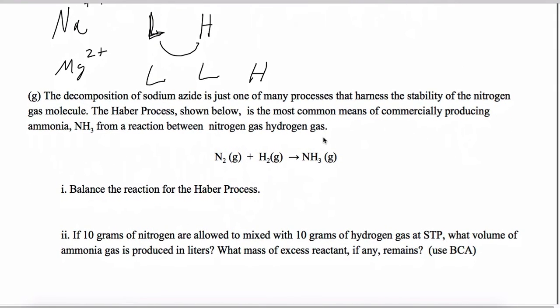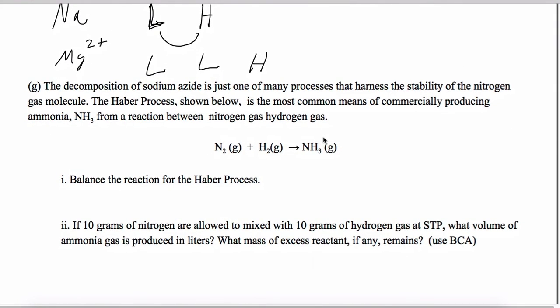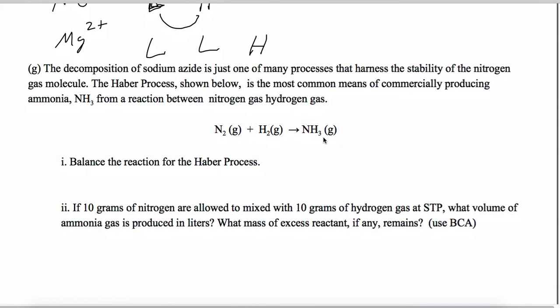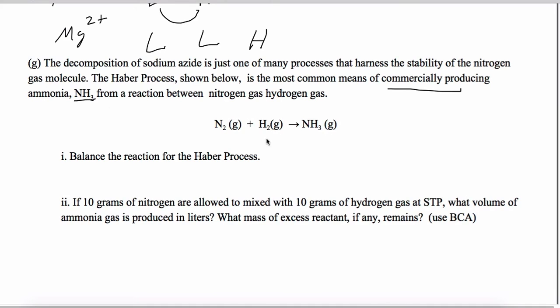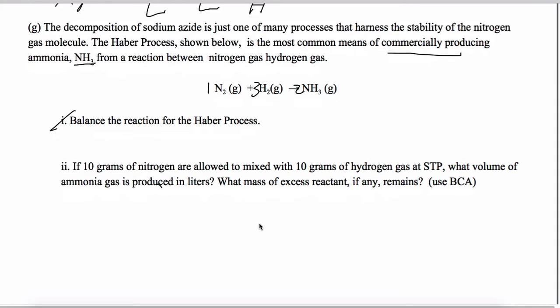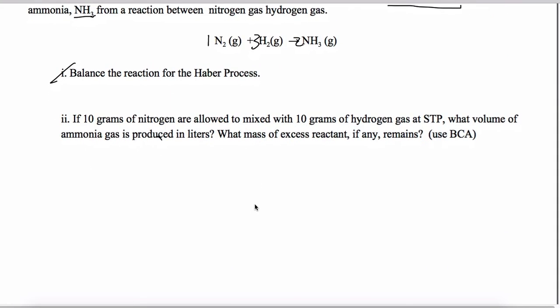The decomposition of sodium azide is just one of many processes that harnesses the stability of the nitrogen gas molecule. The Haber process shown below is the most common means of commercially producing ammonia, NH3, from a reaction between nitrogen and hydrogen gas. So let's balance this reaction. We're going to do that by putting a 3 in front of the hydrogen and a 2 here. Sometimes people like to see that 1 there. So we did it.